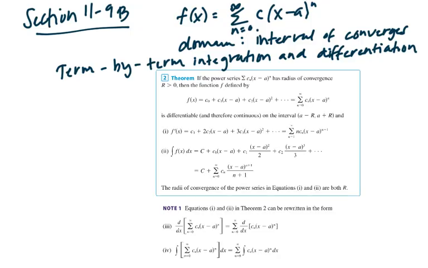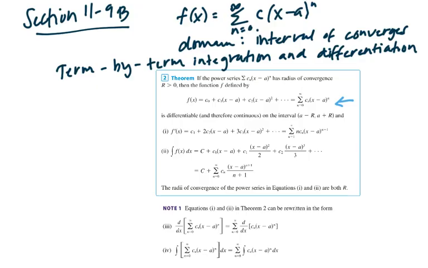So look at this theorem, and it says if the power series, like we stated above, has a radius of convergence of r greater than 0, then the function defined by f of x equals c0 plus c1 times x minus a plus c2 times x minus a squared plus all that, which equals the power series just as we've stated above, is differentiable and therefore continuous on the interval.